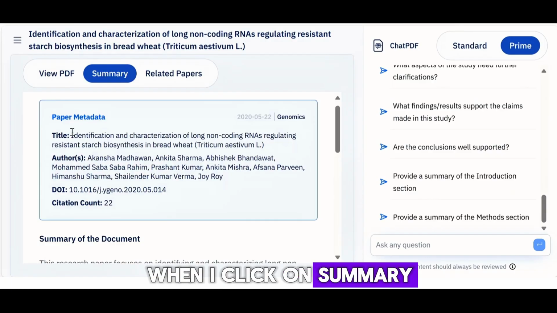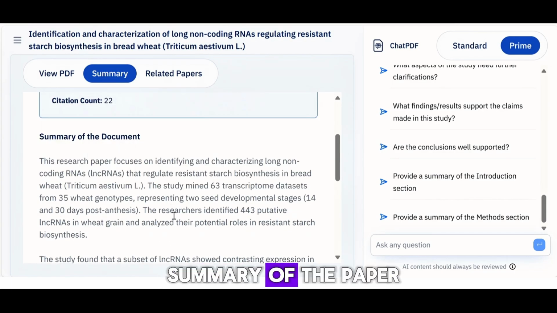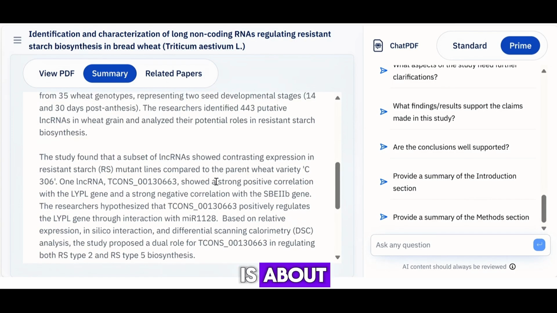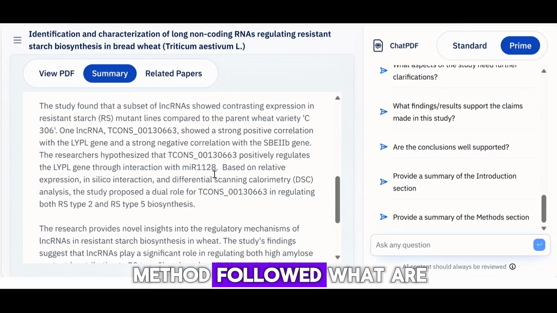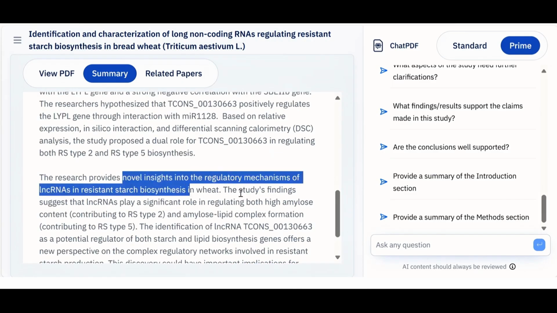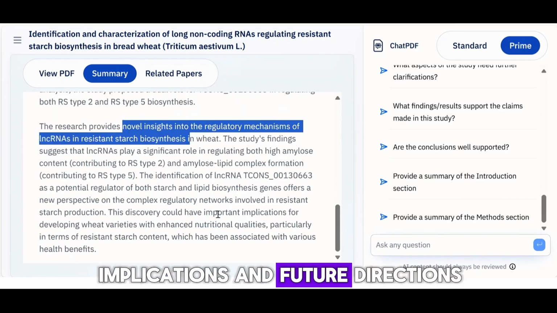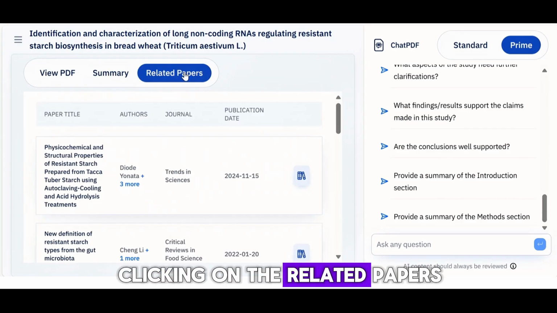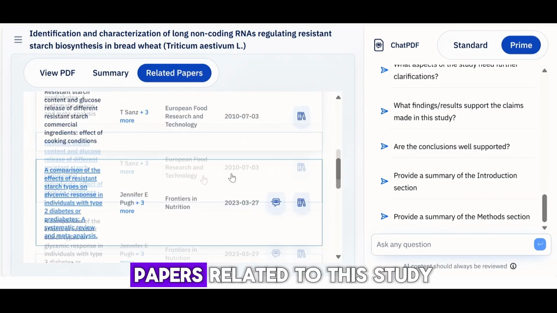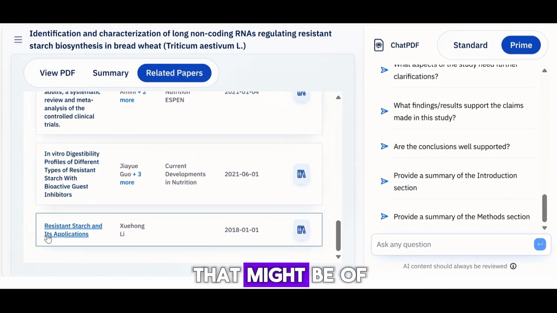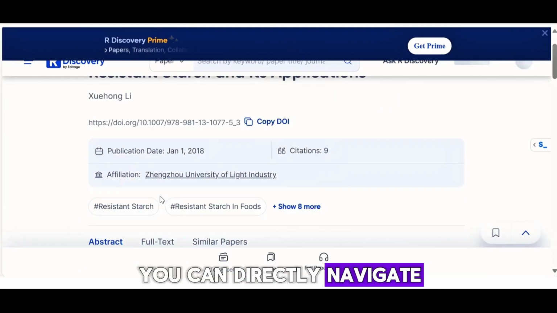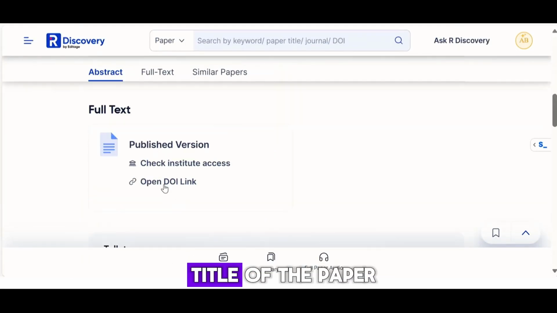When I click on Summary, it provides a short summary of the paper, like what the paper is about, method followed, what are the key findings, implications, and future directions. Clicking on the related papers, you get the list of some of the papers related to this study that might be of your relevance and can be considered worth reading. You can directly navigate to the paper by clicking over the title of the paper.